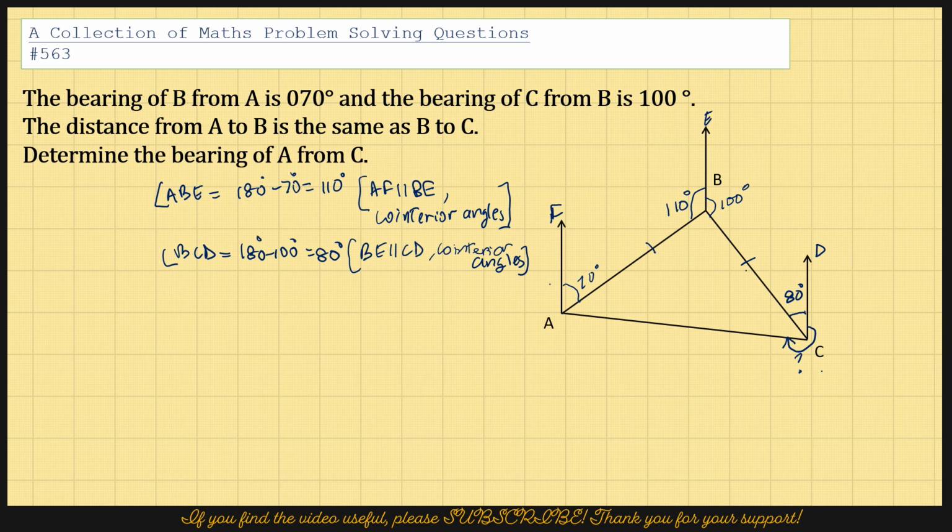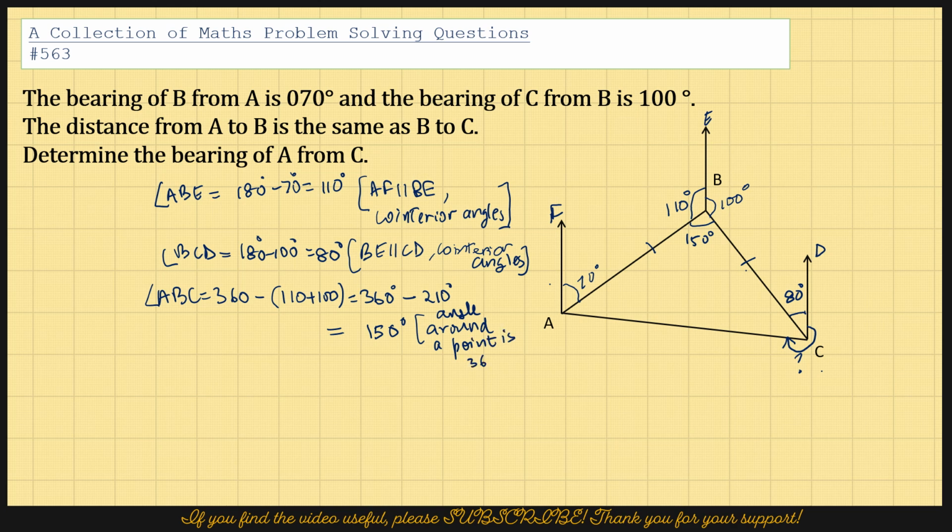And therefore, if we look at triangle ABC, angle ABC would be 360 minus 110 plus 100, that is 360 minus 210 degrees, and that is 150 degrees, and that's because angles around a point is 360 degrees.